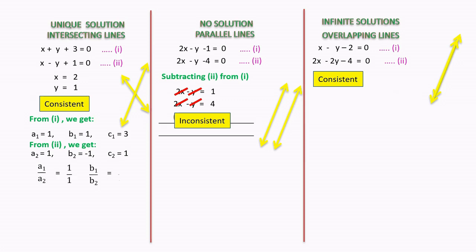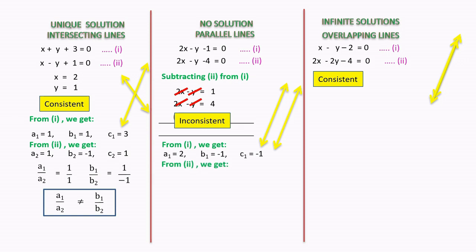For parallel lines, a1 by a2 equals b1 by b2 but not equal to c1 by c2. So, we get no solution and the system is inconsistent. For coinciding lines, a1 by a2 equals b1 by b2 equals c1 by c2. So, we get infinitely many solutions and the system is consistent.